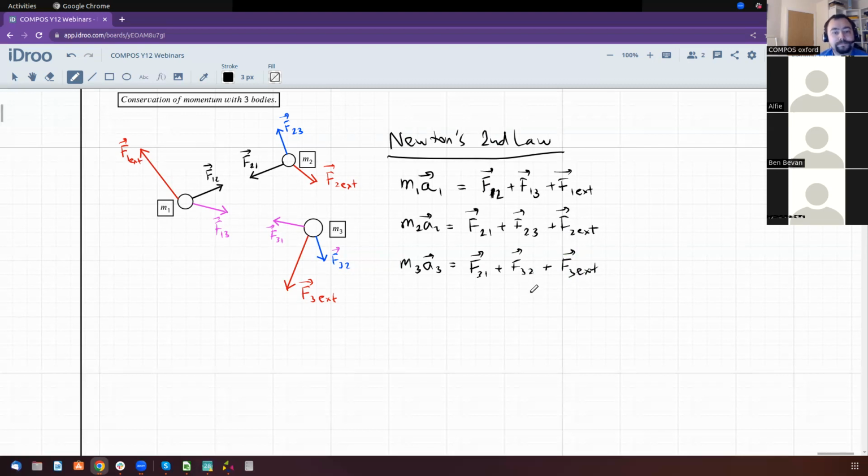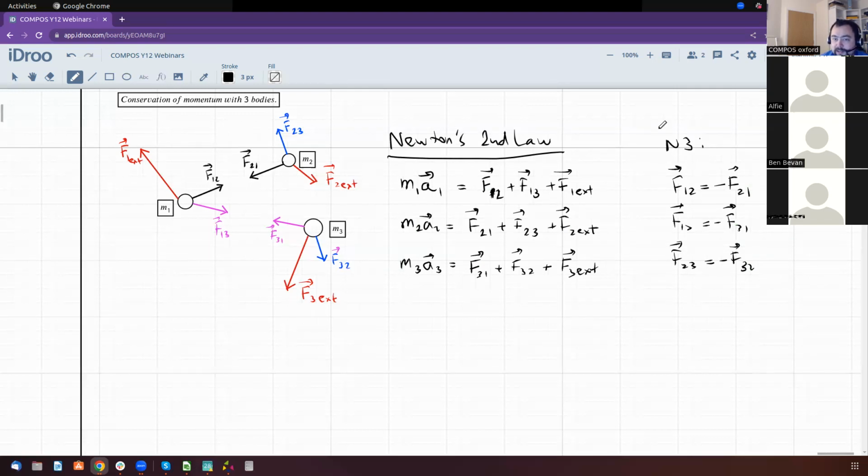Okay. Then we know that F12 is equal to minus F21, F13 is equal to minus F31, and F23 is equal to minus F32, according to Newton's third law.